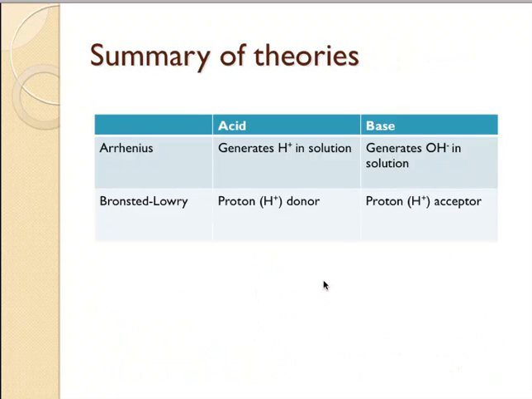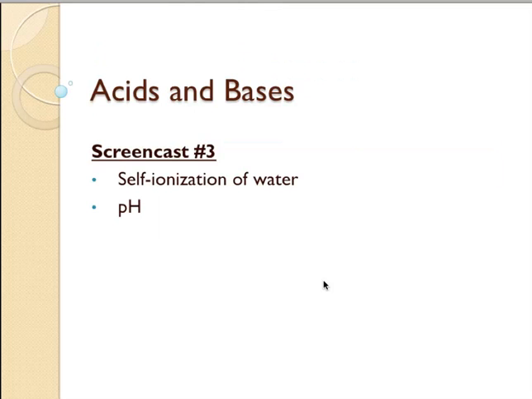Okay, so Arrhenius acids generate H+ in solution, and really the hydronium ion in solution. Bases generate hydroxide ions in solution. Bronsted-Lowry acids, a little broader definition, are proton donors. A Bronsted-Lowry base is a proton acceptor. And that is the end of this screencast.